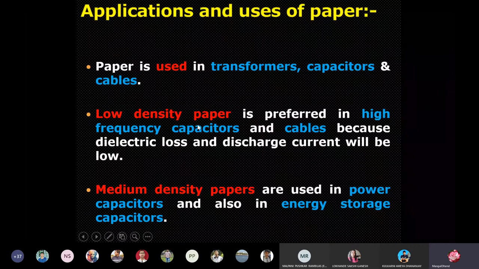So why is paper preferred in this? Because you know the dielectric constant of materials is different, and dielectric loss also depends upon the constant. So discharge current and loss is less with paper, and therefore it is preferred in cables. Medium density papers are also used in paper capacitors and also energy storage capacitors.